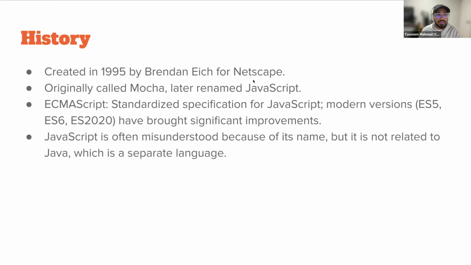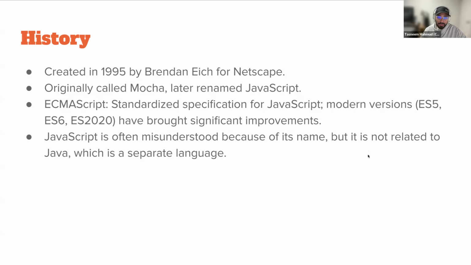Now, the history behind it is it was created in 1995 by Brendan Eich for Netscape. Originally, it was called Mocha, later renamed JavaScript. Now, this is a bit of history. That's good to know, but it's not really something that would probably come up in your job interviews, but it's good to know where these languages are coming from. So ECMAScript, standardized specification for JavaScript, modern versions ES5, ES6, ES2020 have brought significant improvements.